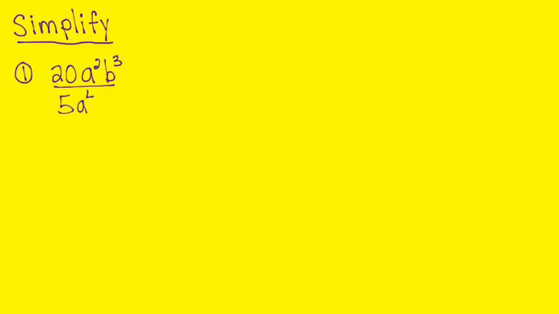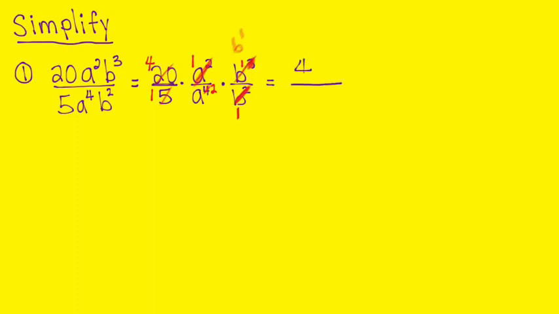So simplifying, right? This again is just chapter 6. We are just dividing. So 20 divided by 5 is going to be 4, right? Because we divide our like terms. And then A to the 2nd and A to the 4th, the bottom wins by 2. And then B to the 3rd and B to the 2nd, B to the 3rd wins by 1. And then we multiply straight across.